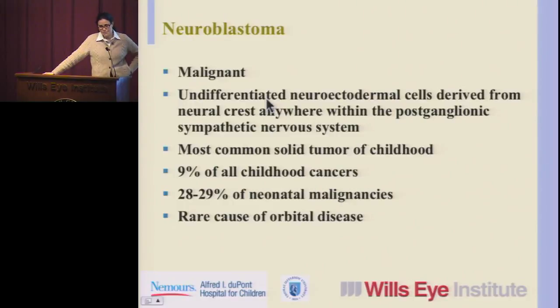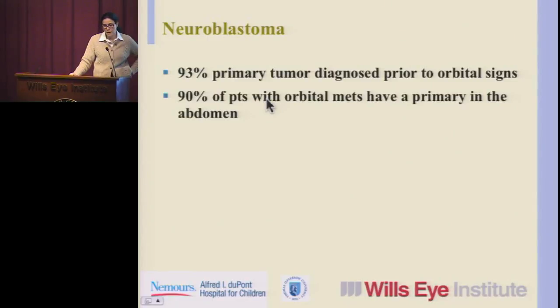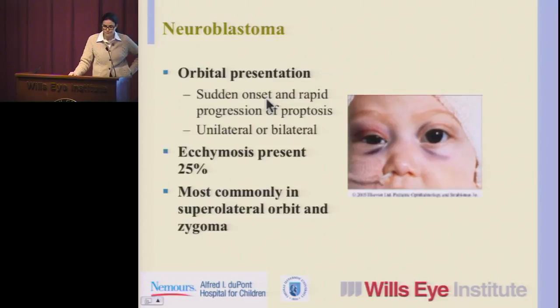This is a malignant tumor of the neuroectodermal cells, derived from the neural crest within the postganglionic sympathetic nervous system. It's the most common solid tumor of childhood, representing about 9% of all childhood cancers, and 28 to 29% of neonatal malignancies, and a rare cause of orbital disease. But 93% are diagnosed prior to any orbital signs, and 90% of patients with orbital mets have a primary site in the abdomen. So what do we see for orbital presentation?